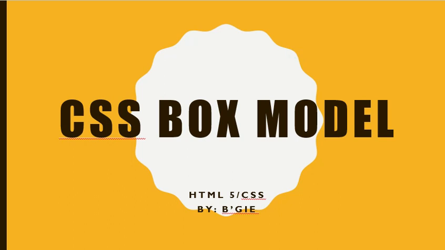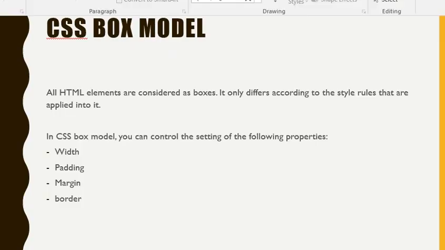So today we're going to learn about the CSS Box Model. All HTML elements are considered as boxes, and they only differ according to the style rules that are applied to them. In the CSS Box Model, you can control the settings for the following properties: the width, the padding, the margin, and the border. To give you a clearer overview of the CSS box model, let us watch this video.